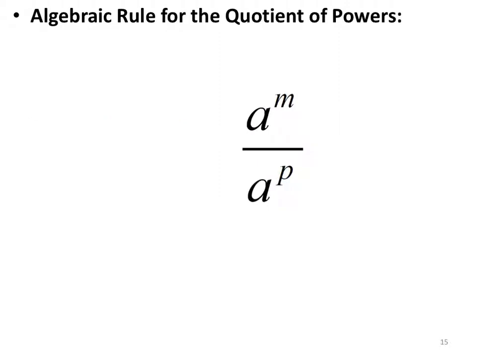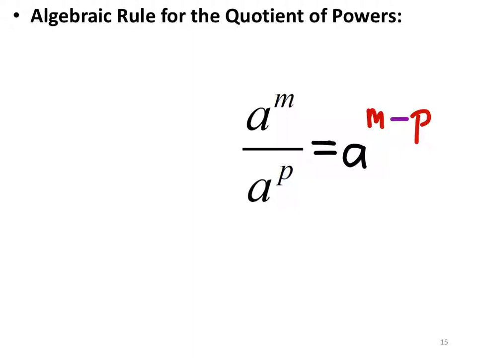The quotient rule, in this format anyways, we have a base of a, it's the same, it does have to be the same base before we just subtract exponents. And this one would be, we got m and p, we would subtract these. Now it does have to be in this order. It's always the numerator exponent subtracting the denominator exponent.